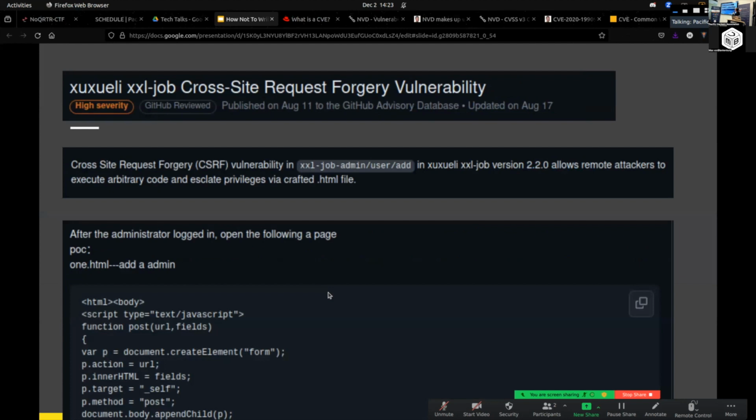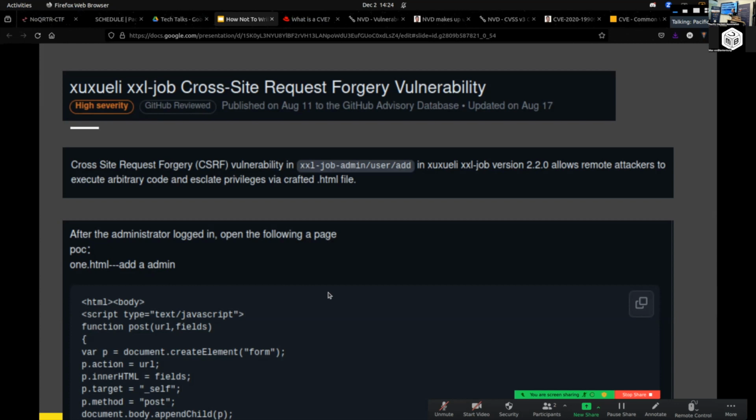Cross-site request forgery vulnerability. Okay, so this is a good example. They explain the vulnerability, they explain where it's in and what functions it's in, and they explain the impact. So that's good. Let's look at the details. "After the administrator logged in, open the following page, POC 1.html, add admin." And then they have an HTML file. Well, at least they have a POC. You rarely get a POC in any of these disclosures, just so you know. Proof of concept exploit.